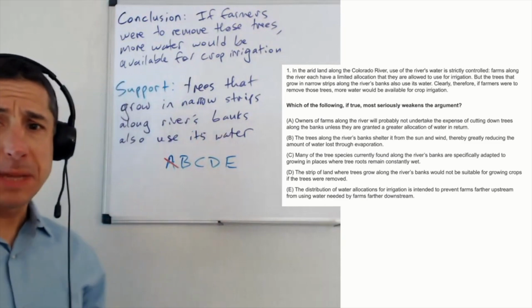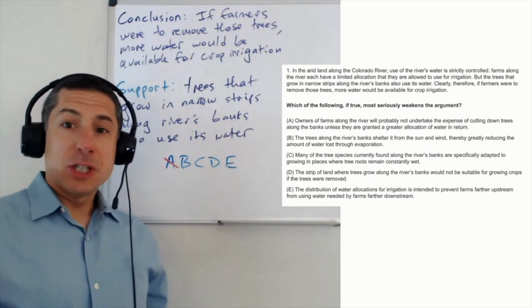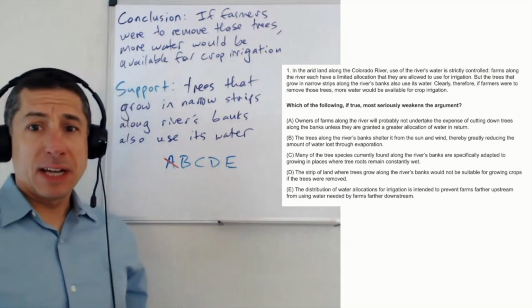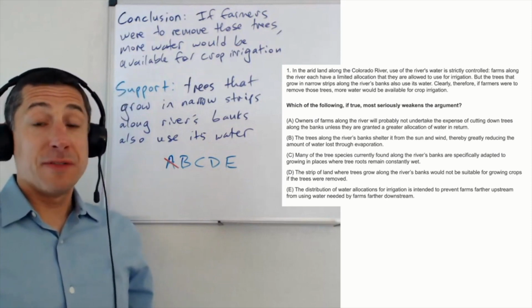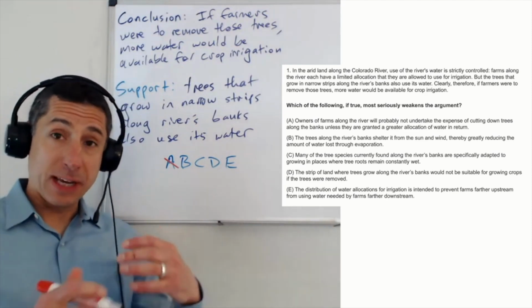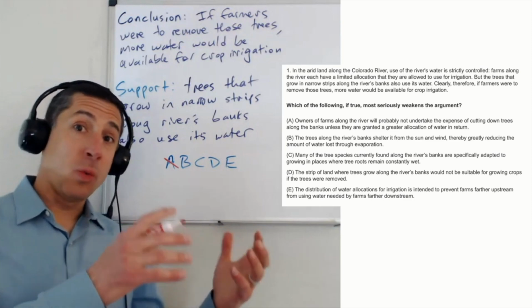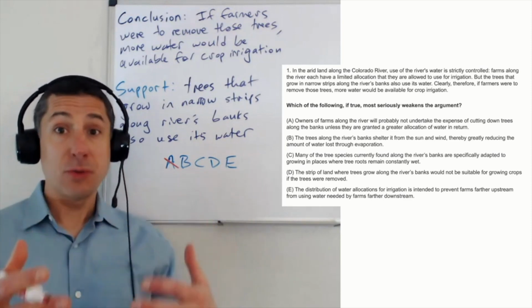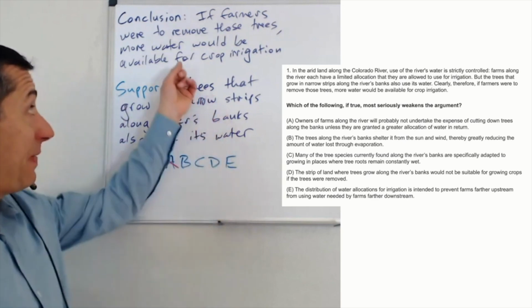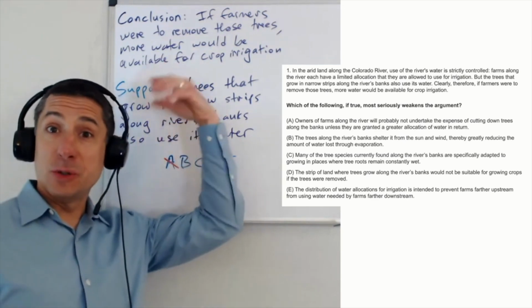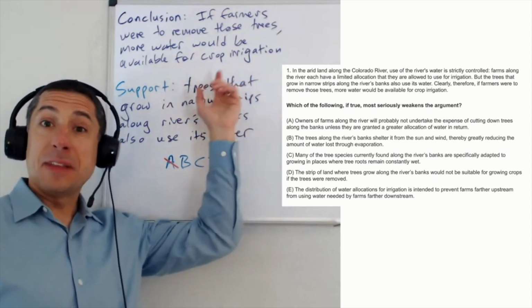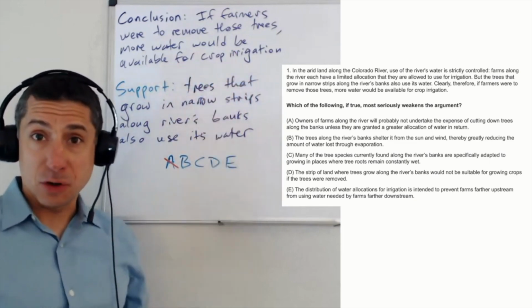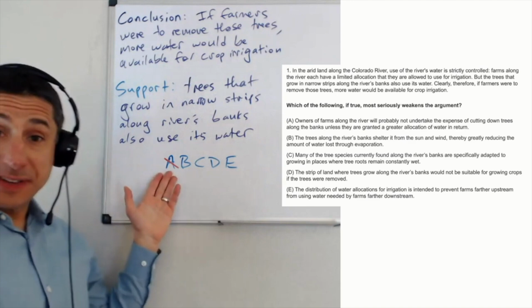All right, what about B? The trees along the river's banks shelter it from sun and wind, thereby greatly reducing the amount of water loss or evaporation. Okay, let's think through that. If we get rid of the trees, more water will be lost through evaporation. That means there's less total water flowing through the river. And you bet that would weaken this conclusion, because if we're losing more water to evaporation, then there's actually less water available for crop irrigation. So B sounds fantastic so far.